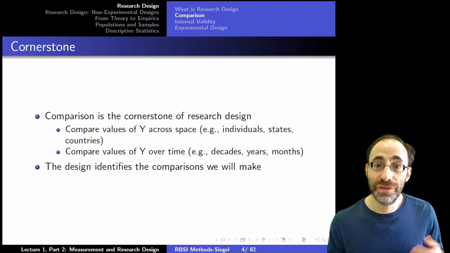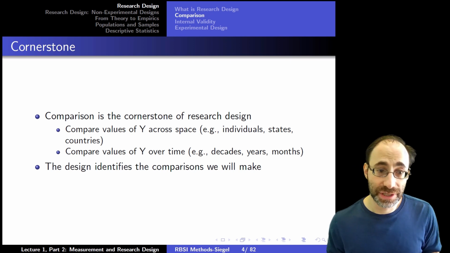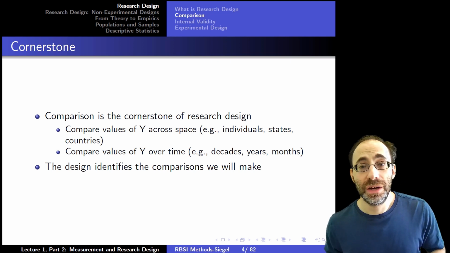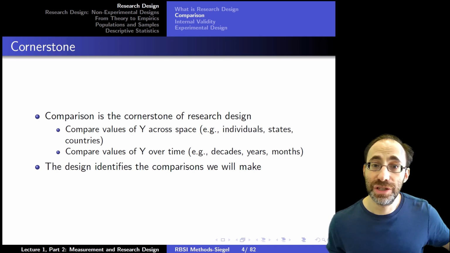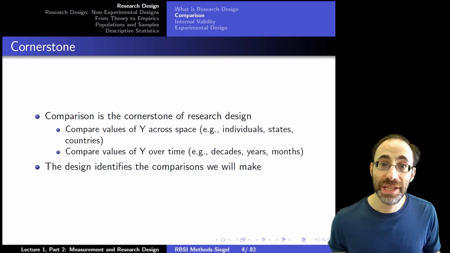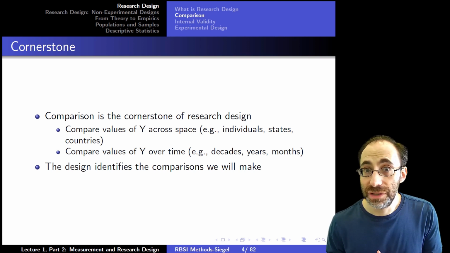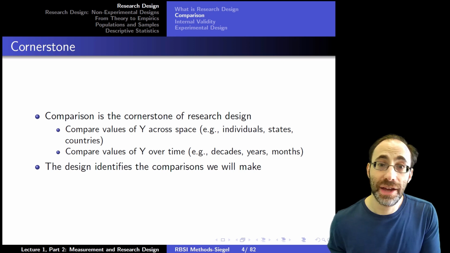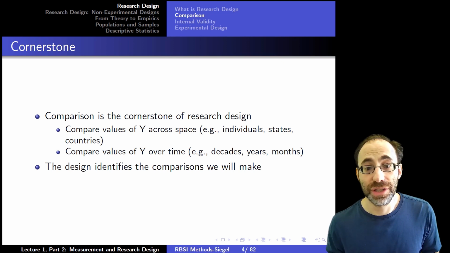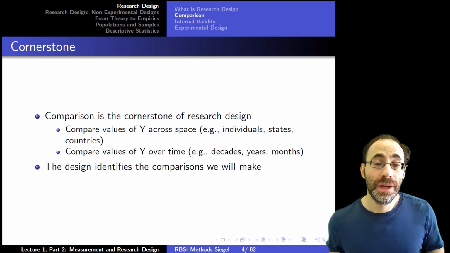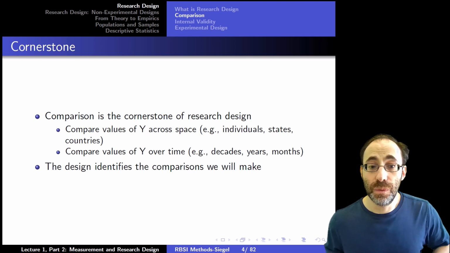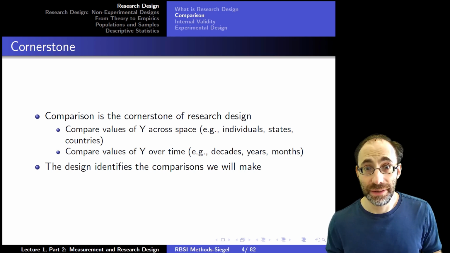The cornerstone of good design is comparison. We're trying to compare, for instance, values of some dependent variable y across space, so across individuals or states or countries at a given time. Or we're trying to compare values of some dependent variable y across time, across decades or years or months, or both at the same time. The design will identify what kind of comparisons we are making.